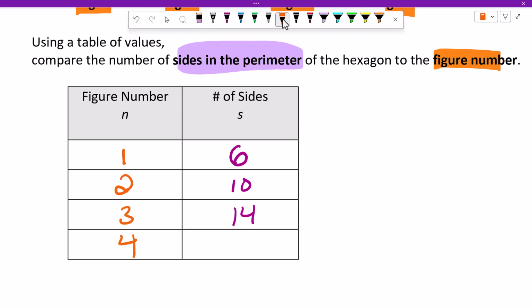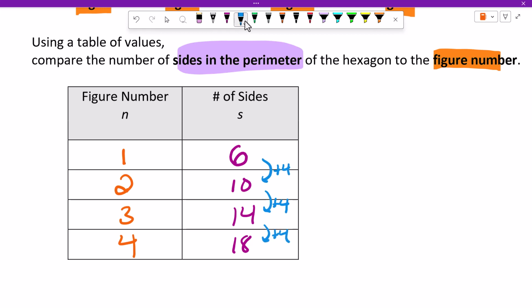Ryan, how many sides will the fourth one have? 18. How do you know that? Because of the pattern. What's the pattern, Ruben? 6, 10, 14, 18. Goes up by 4. Plus 4, plus 4, plus 4.